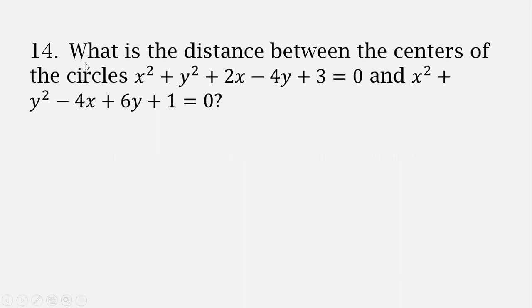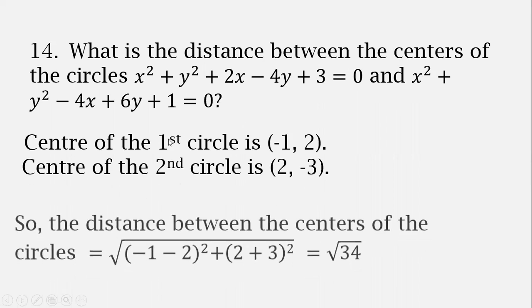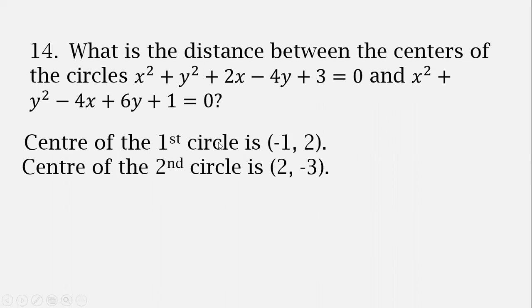Now, in this question, what is the distance between the centers of these circles? So we'll find out the centers and then we'll find out the distance. The center of the first circle is (-1, 2). The center of the second circle is (2, -3). Now we want to find the distance between these two points.